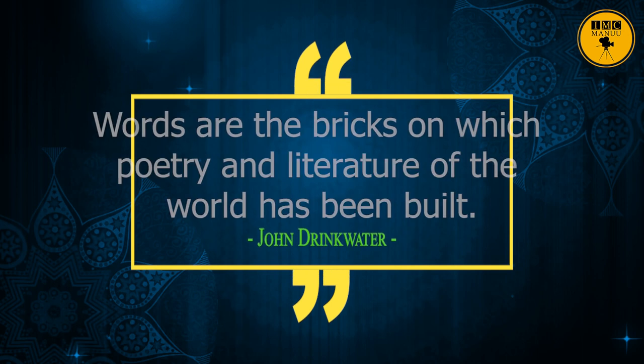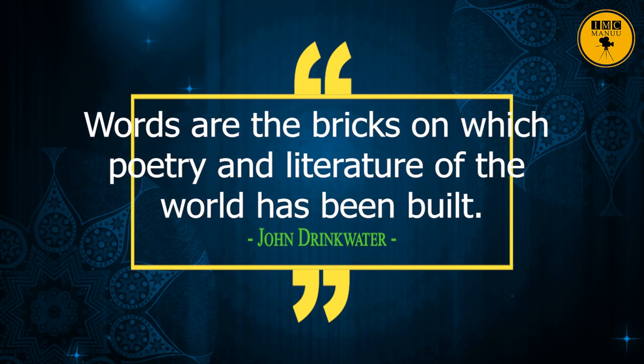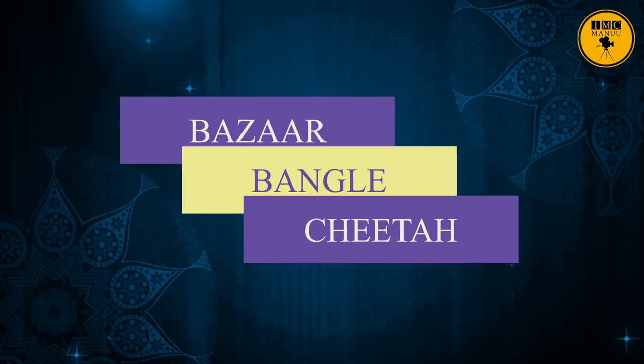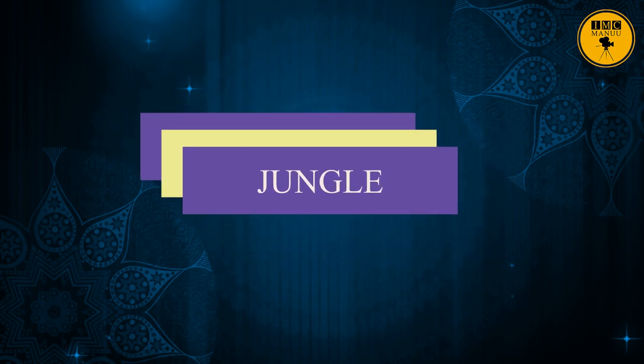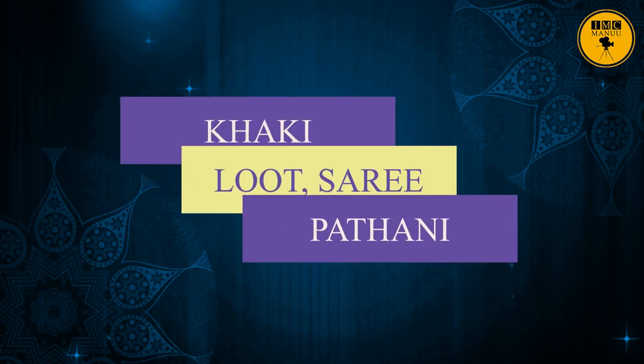John Drinkwater, a famous linguist, says, "Words are the bricks on which poetry and literature of the world has been built." English language has a rich vocabulary of more than 5 lakh words. It's a very flexible language, which borrowed a number of words from other languages, such as bazaar, bangle, cheetah, chutney, guru, jungle, khaki, loot, sari, pathani, etc. We cannot enumerate thousands of English words that are basically from different languages. This is the beauty of this language. It didn't hesitate to adopt the words from other languages.